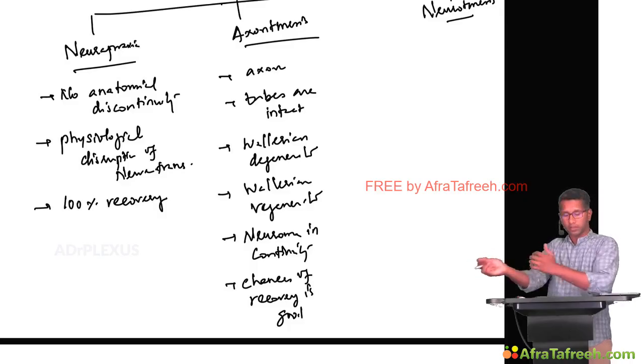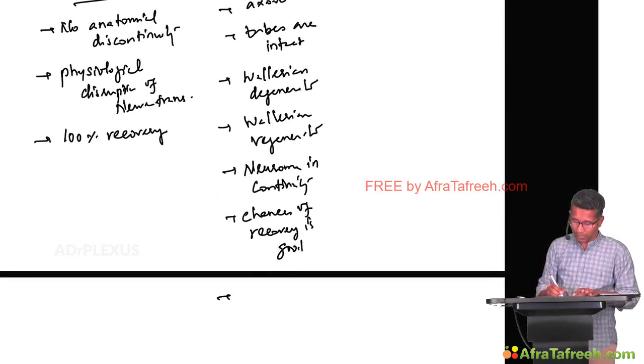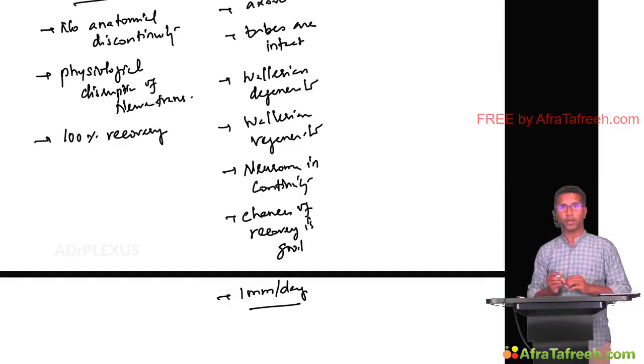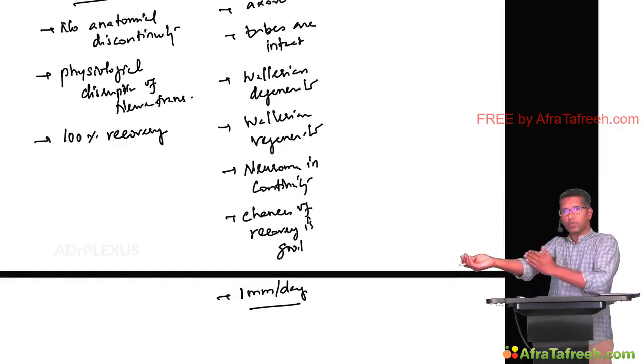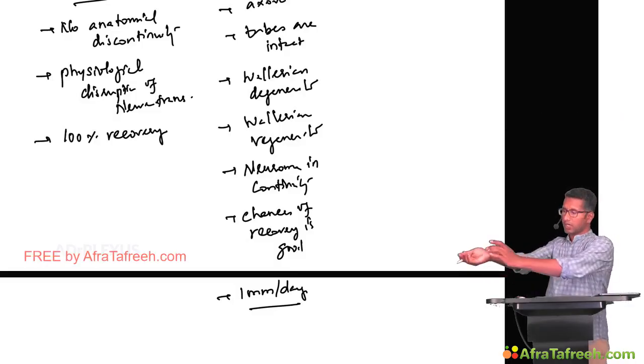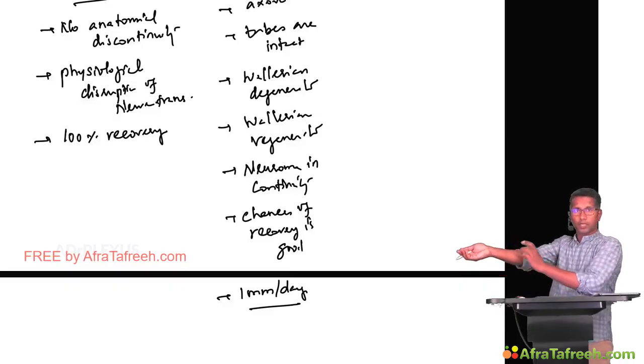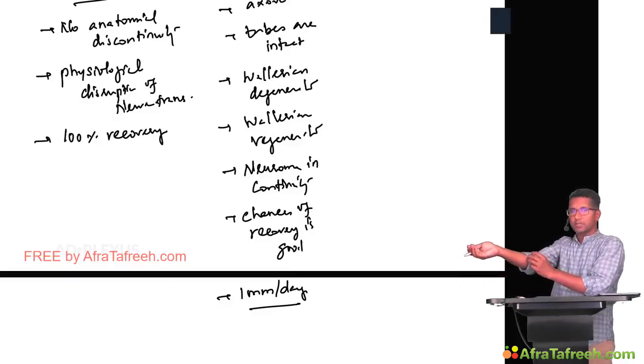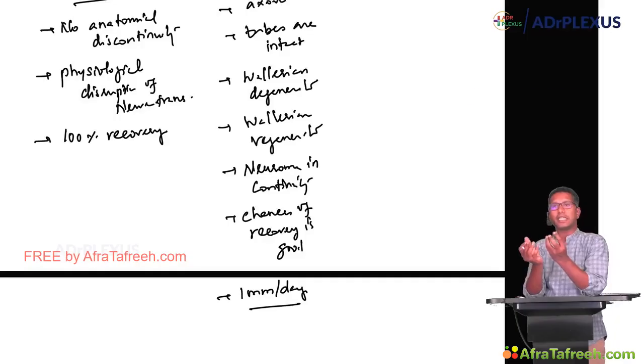So at what rate does the nerve try to grow? The nerve tries to grow at a rate of 1 mm per day. So for every day the nerve will grow 1 mm. Now what I do is I try to tap the nerve. At the point where the nerves are growing, you will have a tingling sensation.